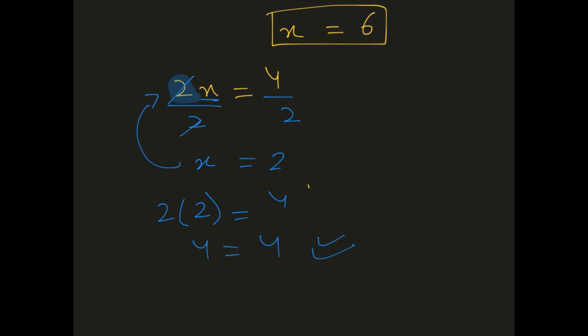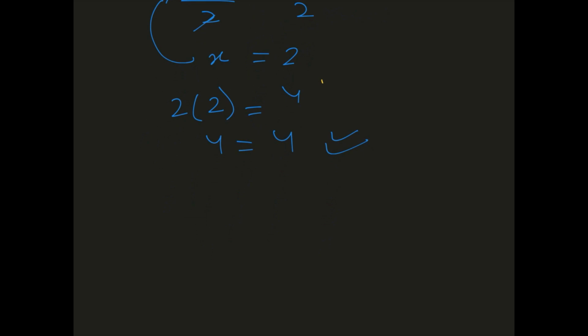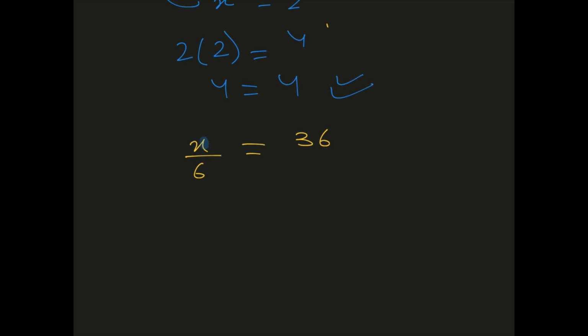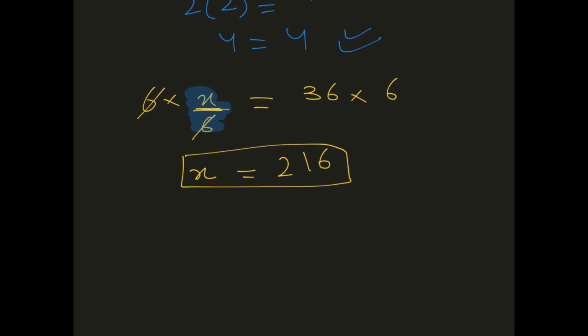So our answer is correct, right? In the same way, if we had something like x divided by 6 is 36, right? Since 6 is being divided over here, we can counteract it by multiplying 6 on both sides. When you multiply 6 on both sides, the 6 over here gets cancelled. We will only be left with x. So we have x, and 36 into 6 is 216. So the answer of x will be 216.